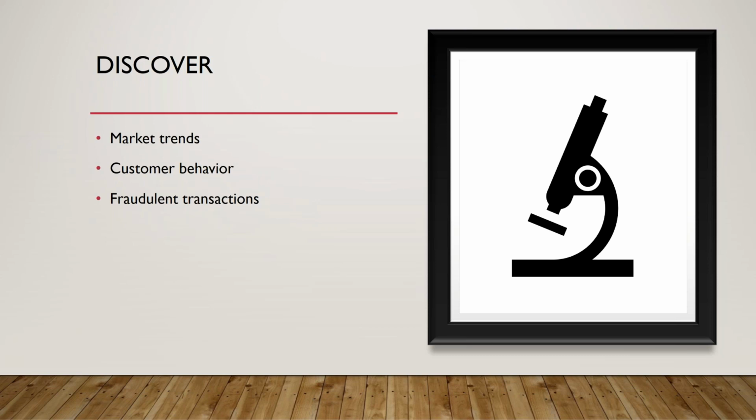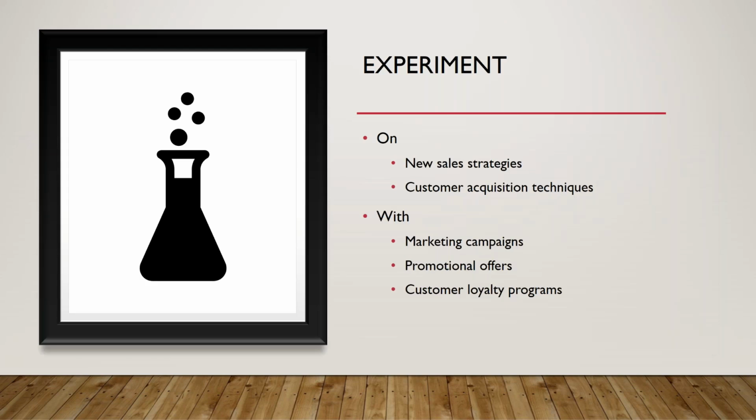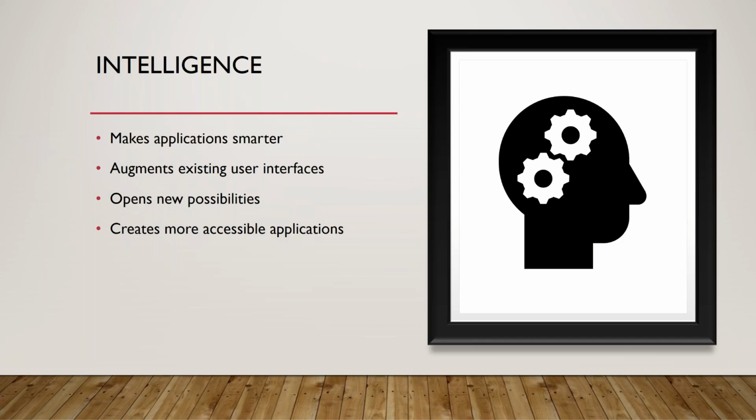Now, a human can do this, right? That's what we're good at. But the resources to hire enough people to catch this stuff in close to real time is very expensive. To do it in real time is just not possible for the human brain to do. And that's what's exciting about this. So you can experiment on new strategies with new marketing campaigns, promotional offers, customer loyalty programs, right? These are all things that you could do.